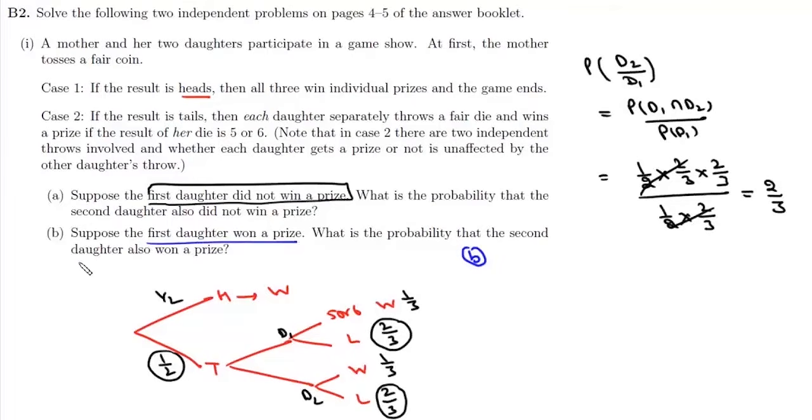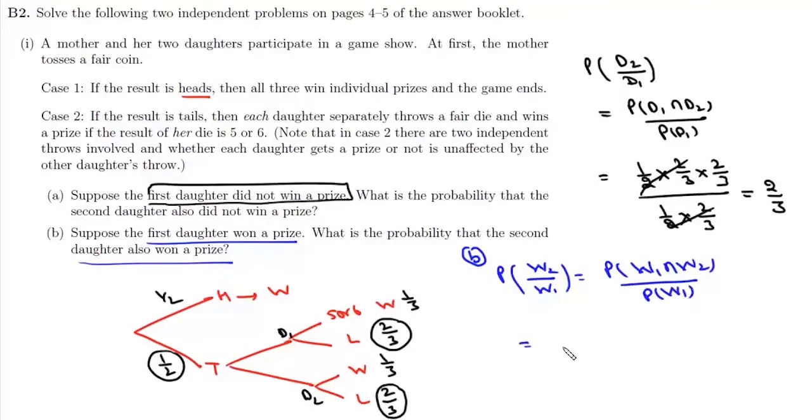Now in part B, it says, suppose the first daughter won a prize, what is the probability that second daughter also won a prize? We need to find this probability that second daughter wins the prize if first one wins the prize. So it will be this probability W1 intersection W2 upon probability of W1. Now probability of W1 is either when we get heads, so it will be this 1 by 2, or when it is this 1 by 2 and she gets 5 or 6, so it will be this 1 by 3.